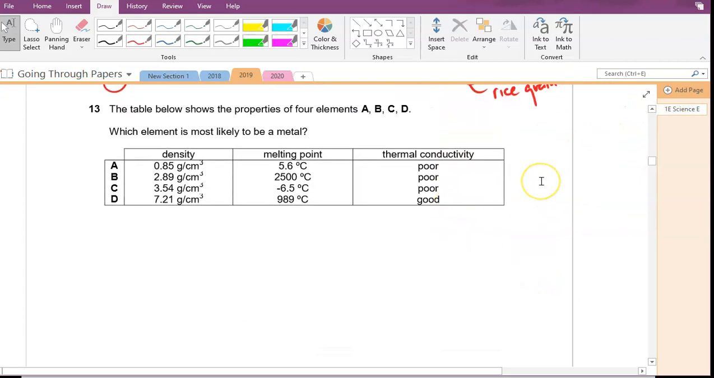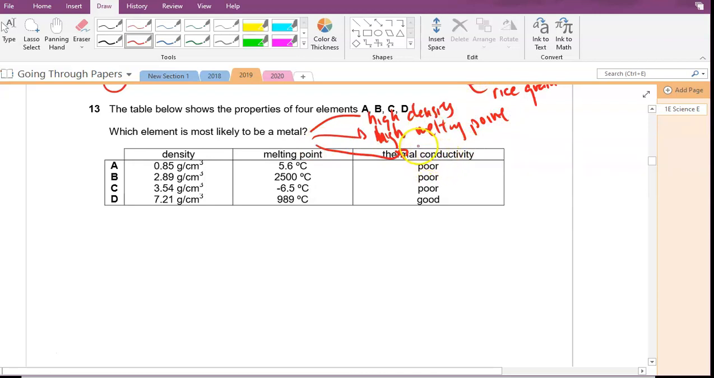Okay, next. Question 13. The table below shows the properties of 4 elements A, B, C, and D. Which element is most likely to be a metal? So metal, we know in terms of the density should be quite high density, because the metal generally will sink in water. In terms of the melting point will be high melting point, because all this is under your element compound mixture in terms of the properties of metal. In terms of thermal conductivity, metals are good conductors. So therefore, if you strike out all this, the only possible answer is D.